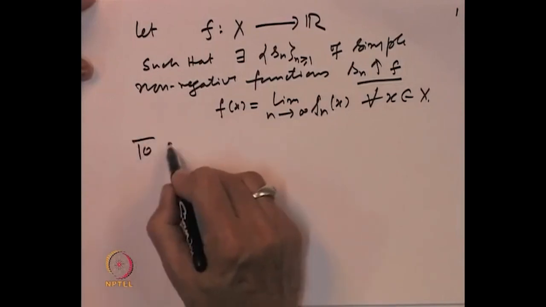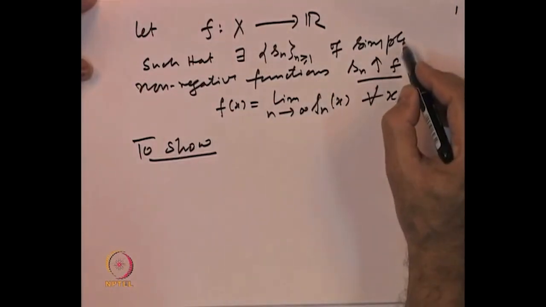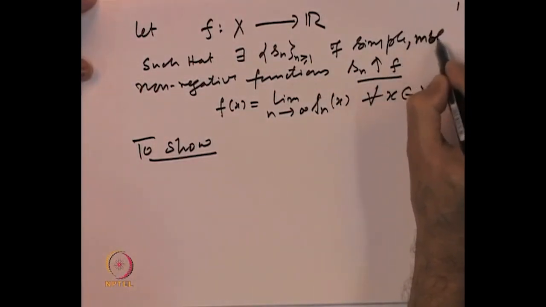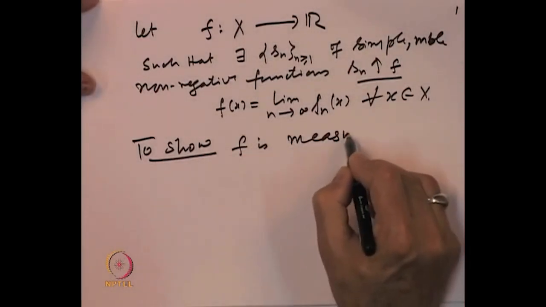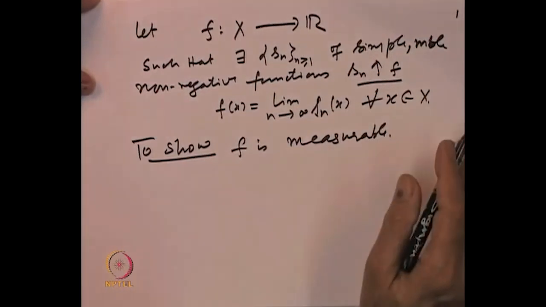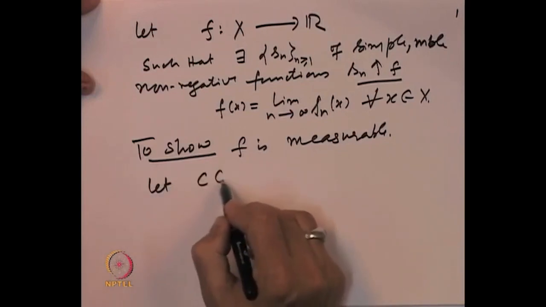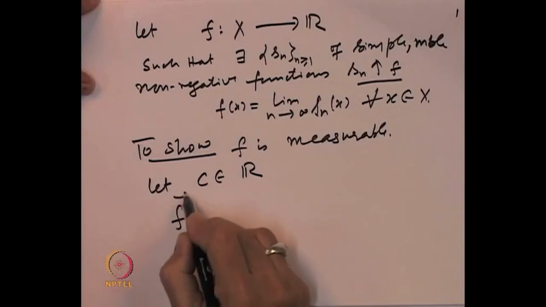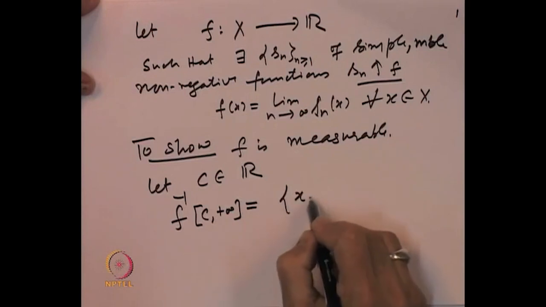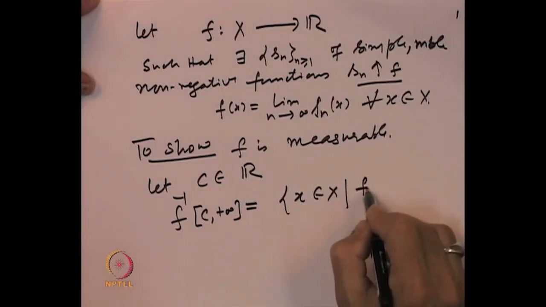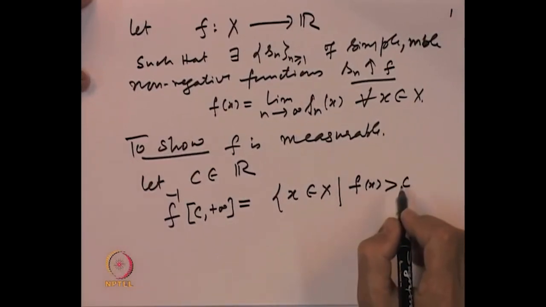So, to show that f is measurable, the s n's are non-negative simple functions and each is simple and, of course, measurable, right. Now, let C belong to R and let us look at the inverse image of the interval C to plus infinity. What is that? That is all x belonging to X such that f of x is bigger than C.